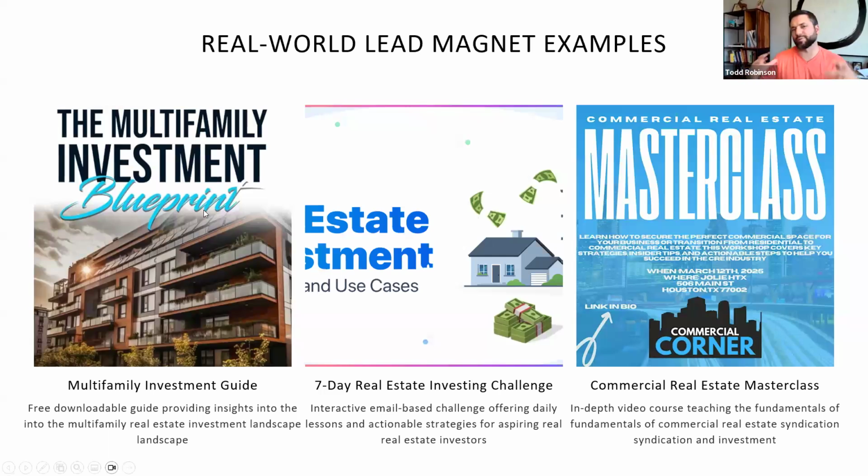Look, here's a blueprint. A lot of people use terms like blueprint. A 7-day real estate investing challenge: an interactive email-based challenge offering daily lessons and actionable strategies for aspiring real estate investors. Right? Think about that. You would click on that. Hey, I'm going to join the challenge. Anything that's a challenge is going to get some interest.